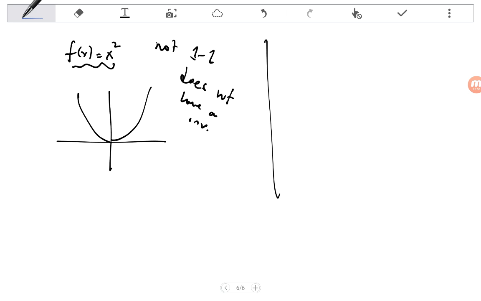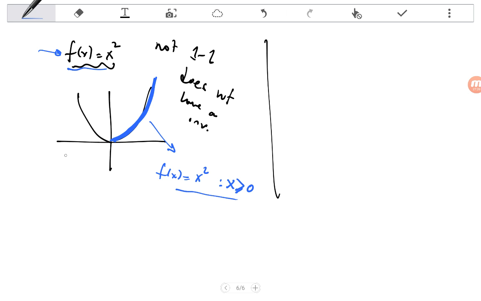So, for example, I would restrict it, I will just take that part, the positive part. What is that blue function? It is called f of x is equal to x squared, but there is some imposed domain. There is some restricted domain. I will say here that I have a condition that x is greater than or equal to 0. So this is a different function from this one.